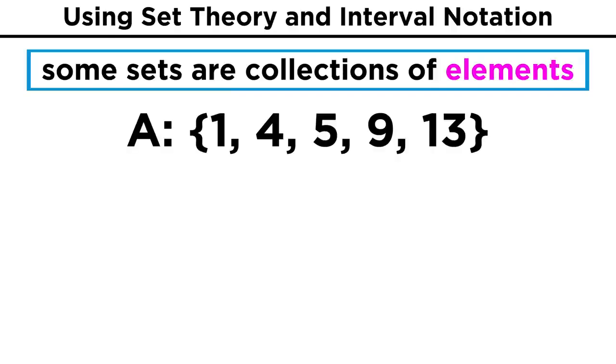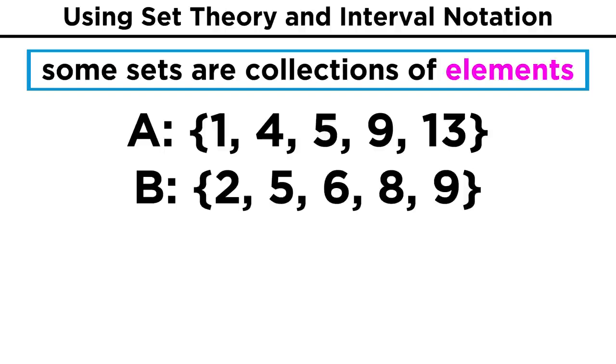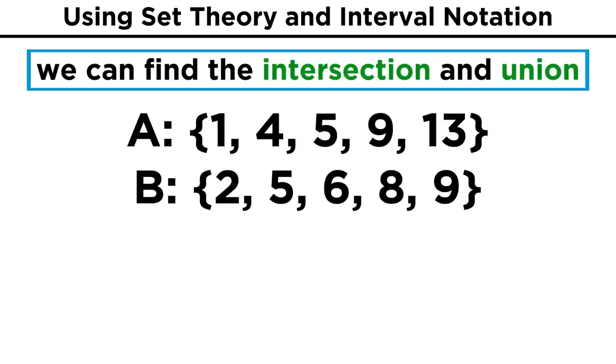These utilize this other type of bracket, and they just list all of the elements that are included in the set, separated by commas. We could have a set like this, which includes the numbers 1, 4, 5, 9, and 13. Then let's say we have another set like this, which includes 2, 5, 6, 8, and 9. One thing we could do would be to describe the intersection and the union between these two sets.